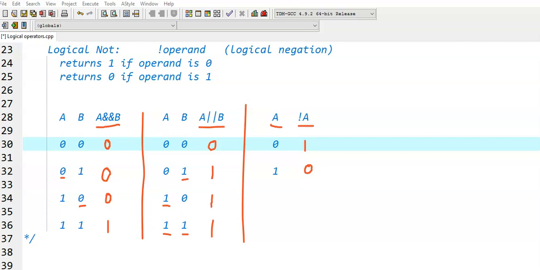In the next video, we see a practical example demonstrating logical AND, logical OR and logical NOT.